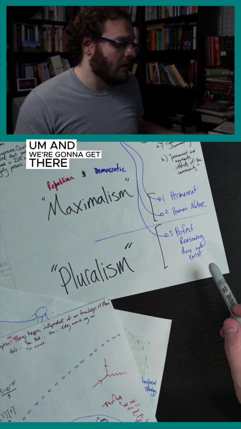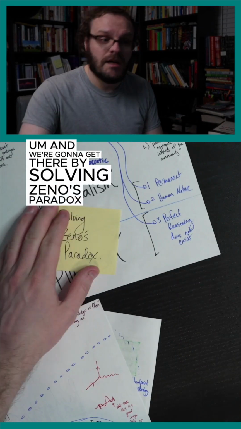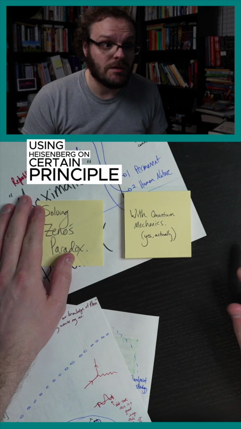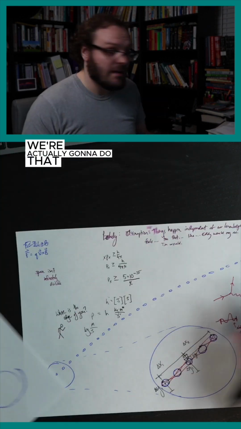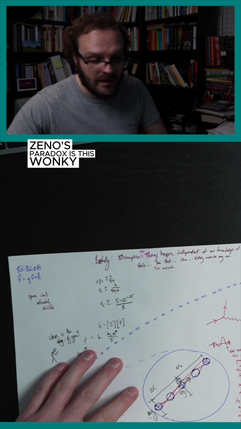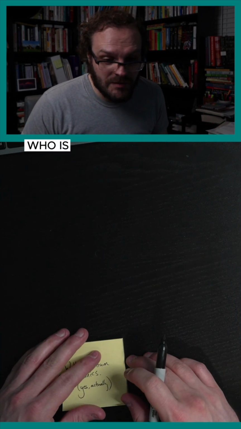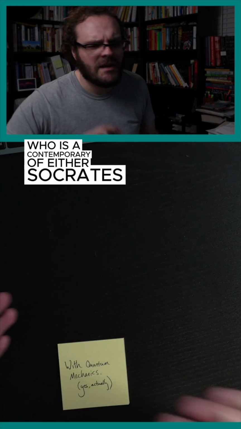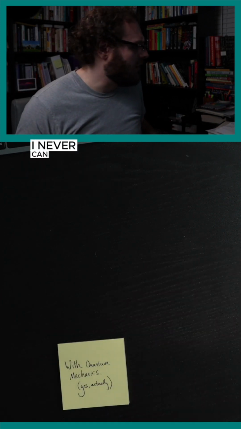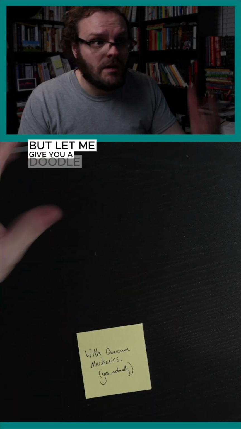And we're going to get there by solving Zeno's paradox using the Heisenberg uncertainty principle. Yes, actually, we're going to do that. Zeno's paradox is this wonky thought experiment that was brought about by Zeno, who is a contemporary of either Socrates or Plato. I never can remember. And you've probably heard of it before, but let me give you a doodle.